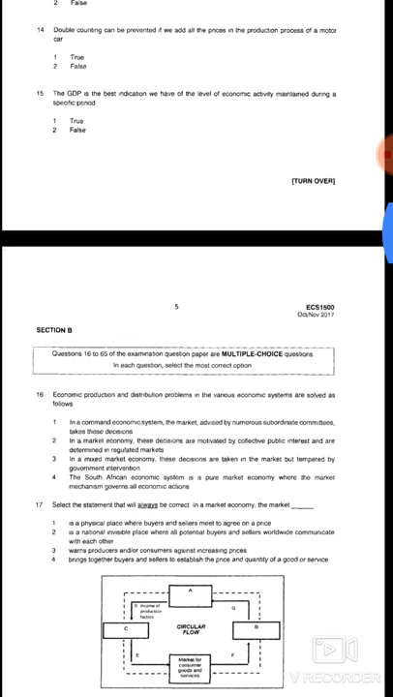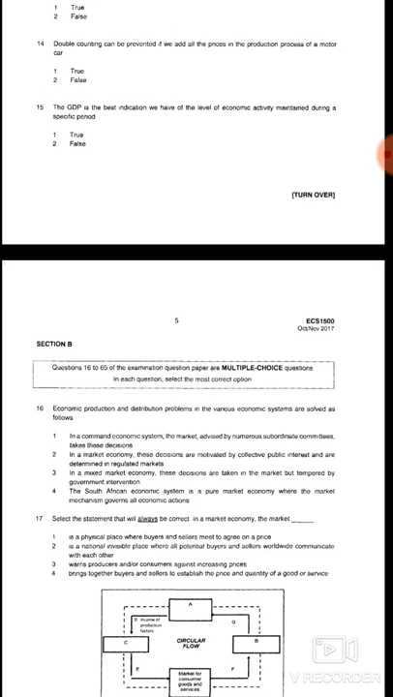No, number 14 is not true. I'm so sorry. Number 14 is false. Double counting can be prevented if we add all the prices in the production process. No. If we add all the prices in the production process, we'll actually be making a double counting.